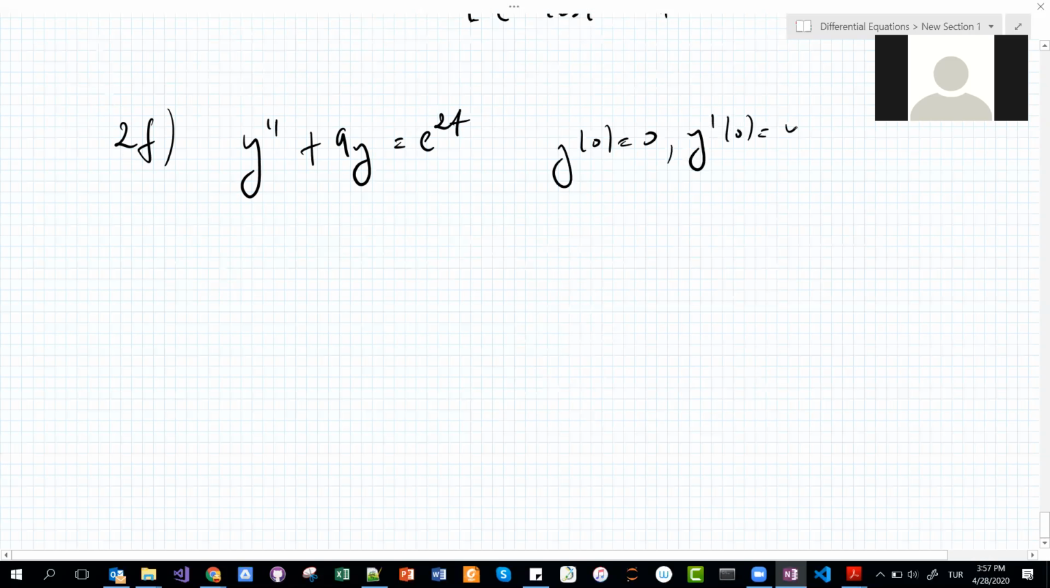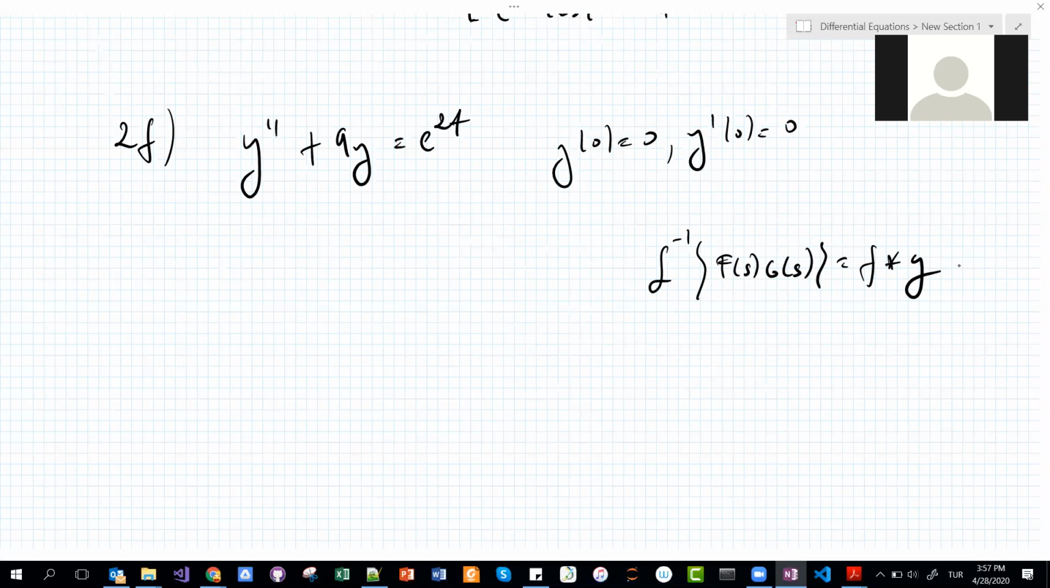So y second prime plus 9y is equal to e to the 2t. y of 0 is equal to 0, and y prime of 0 is equal to 0. But it says you need to use the convolution theorem. What was the convolution theorem? Basically, when you take the inverse, if you have the two functions, that inverse should be taken by using the convolution in this way. That's the part I'm going to be using in my differential equation.